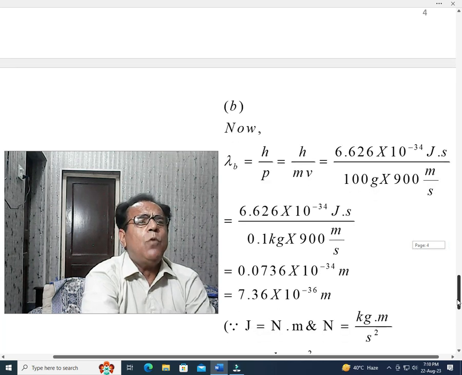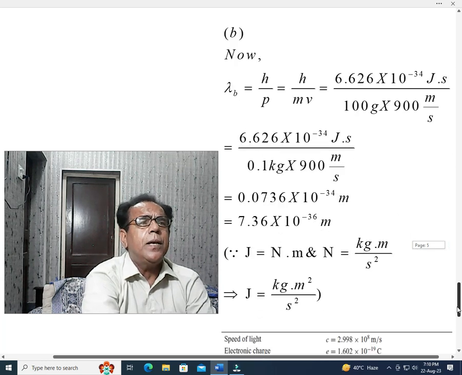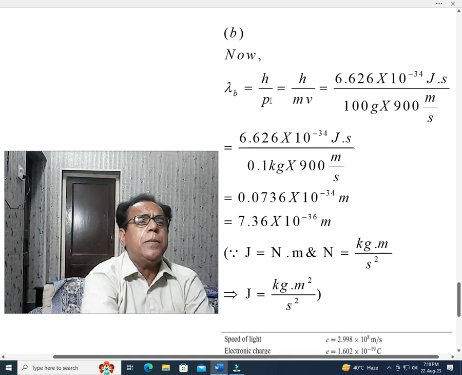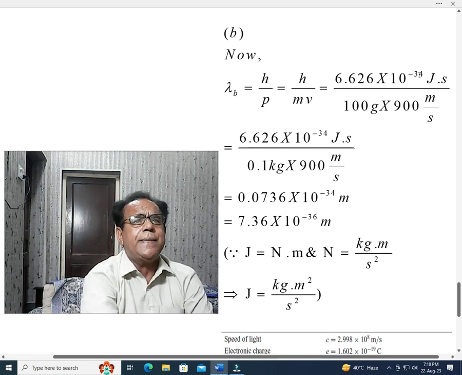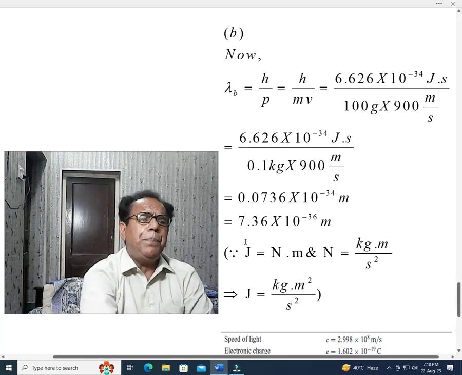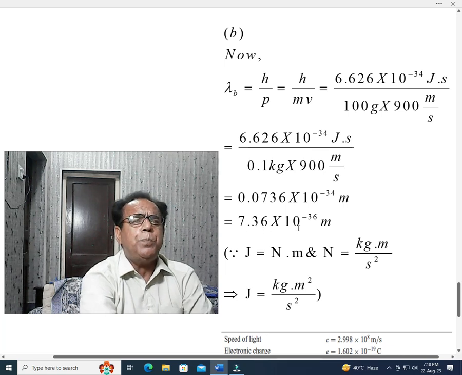Now we come towards the bullet case. Now lambda b, that is the wavelength of the bullet, is equal to h over p, which is equal to h over mv, because momentum is equal to mass into velocity. Here mass is 100 gram or 0.1 kilogram, v is given as 900 meter per second, and the value of h is taken from the table. After simplifying, it becomes equal to 7.36 into 10 raised to the power minus 36 meter.